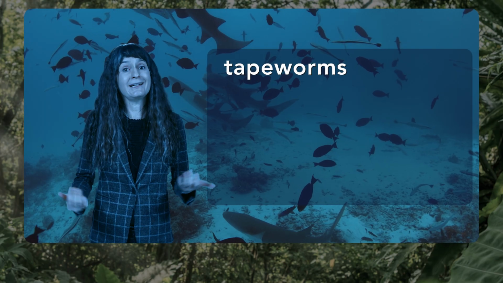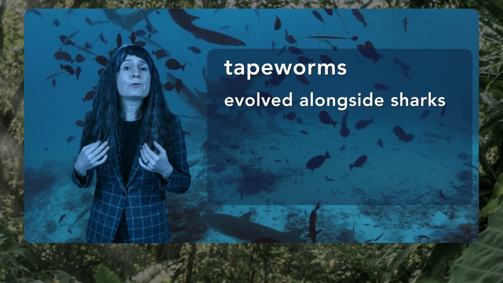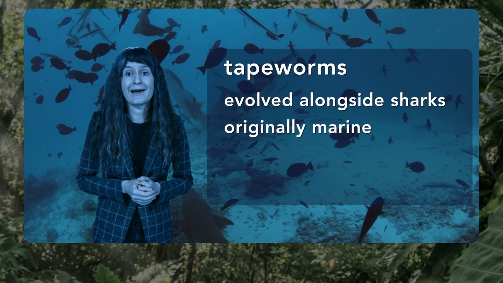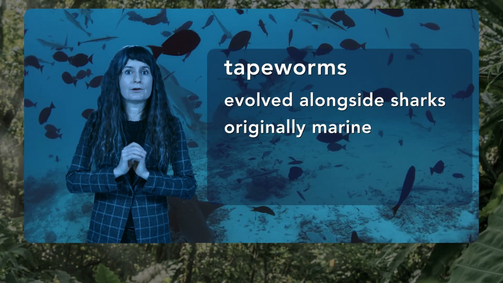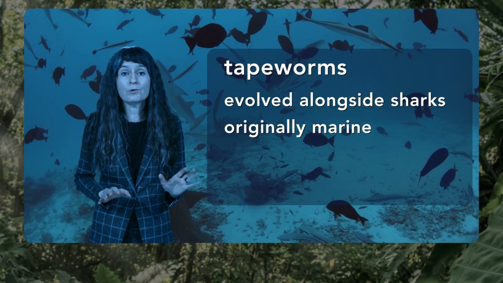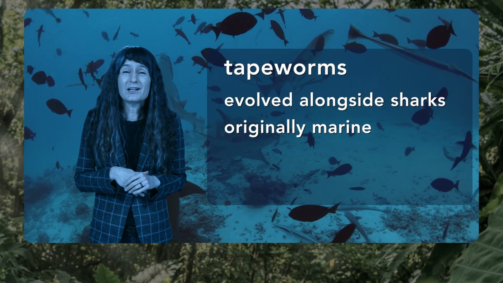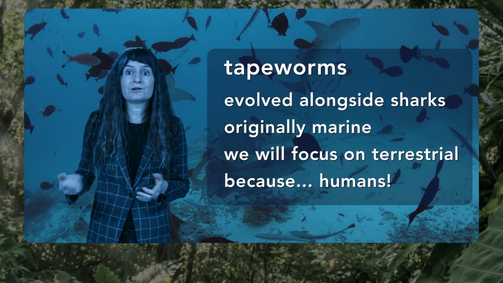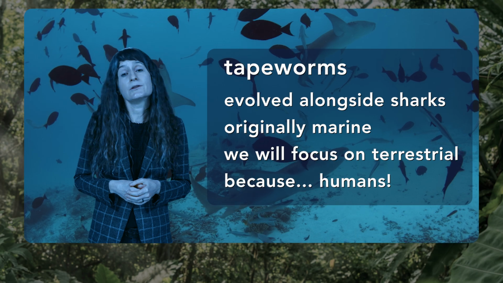The tapeworms originally evolved alongside sharks. They were marine parasites when the class Cestoda first branched away from the class Monogenea. And since then, they've radiated into a lot of different habitats, including both freshwater and terrestrial. We're going to talk a lot about the terrestrial tapeworms because human tapeworms are terrestrial, and those are the species whose life cycles we know best. But we know that the tapeworms originally evolved in marine environments, and that's why the vast majority of the tapeworm orders that exist today use sharks as their definitive hosts.